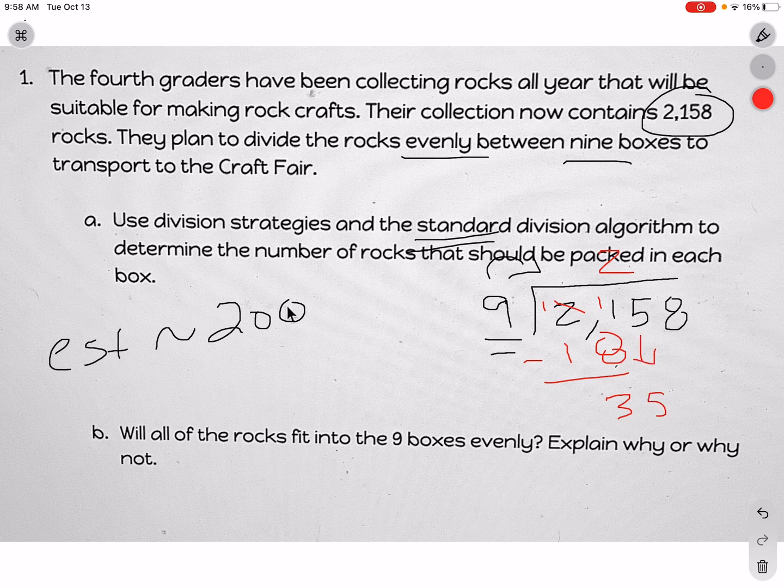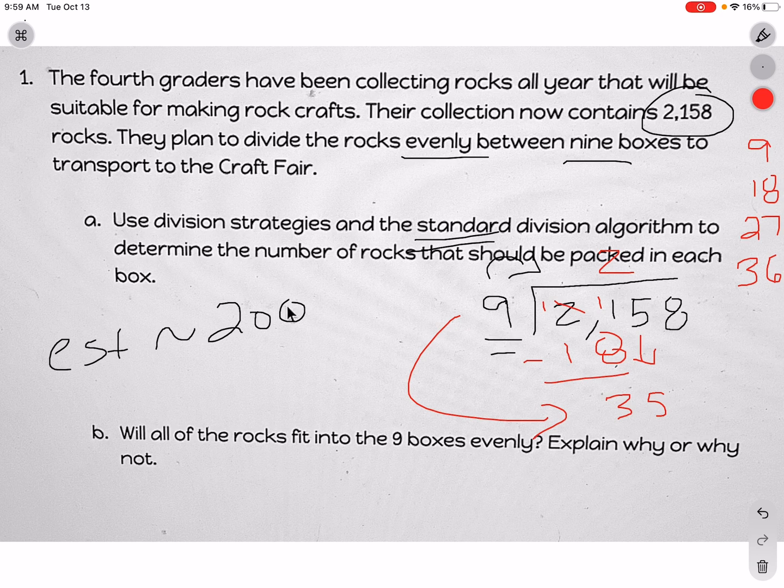Now, we have to think about this. How many times will 9 go into 35? Again, we have to be thinking about multiples of 9. 9 times 1 is 9. 9 times 2 is 18. 9 times 3 is 27. And 9 times 4 is 36. I need to see how many times will 9 go into 35. Well, it won't go 4 times, because 9 times 4 is 36.